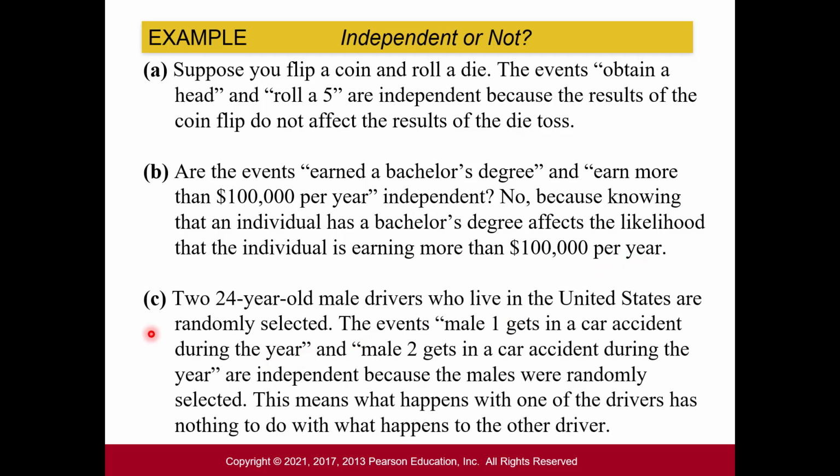Let's take a look at C. Two 24-year-old male drivers who live in the U.S. are randomly selected. The events: male 1 gets in a car accident during the year and male 2 gets in a car accident during the year are independent because the males were randomly selected. So this means that what happens with one of the drivers actually has nothing to do with what happens to the other driver.